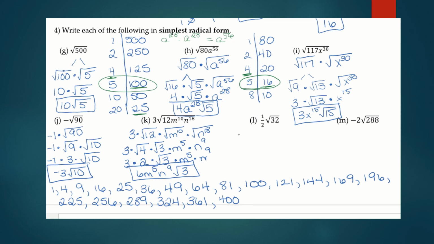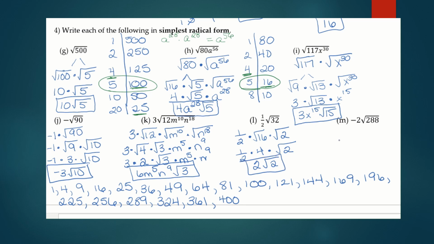Going on to L, so we're going to take 1/2 times the square root of 32. Now, thinking about factors of 32, the largest factor that's a perfect square is 16. So we're going to break this apart into 16 times 2 here. So 1/2 times the square root of 16 gives me 4. The square root of 2 is irrational. We're going to leave that underneath the square root. 1/2 times 4, or in this case 1/2 of 4 is 2. And then the root 2 stays at the end.